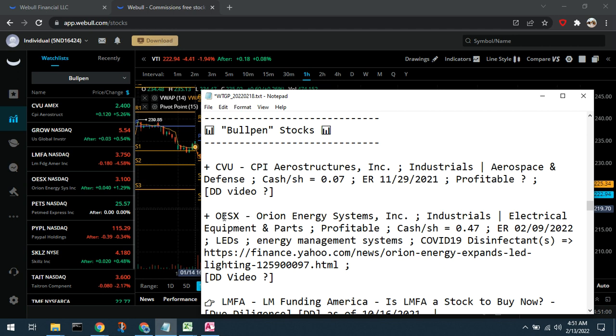And then Orion Energy Systems, OESX. Both of these popped up in some of the regular screeners that I do on almost a daily basis, and they popped up as potential candidates for a nice swing trade. We can see Orion Energy Systems, they do LEDs. This was one during the pandemic. They did some disinfectant using these LEDs. It's very interesting. It looks like they're profitable, which is very positive, so possibly we need to do a more detailed due diligence video on those. But those are two that we're adding this week.